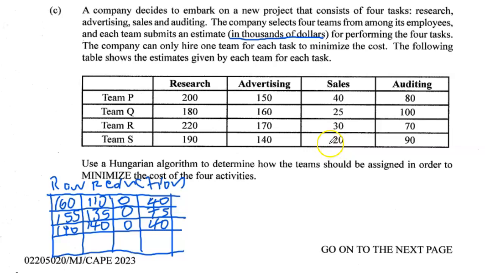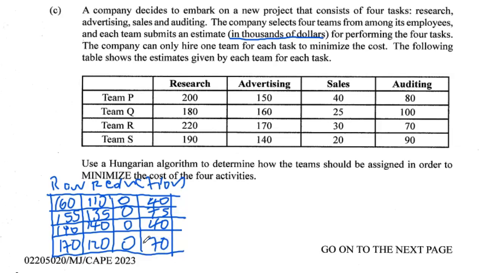The final row, the smallest value in row 4, that's 20. So we're going to subtract 20 from every other value in row 4. So 120 minus 20, that's 170. 140 minus 20, that's 120. 20 minus 20, that's 0. And 90 minus 20, that's 70.